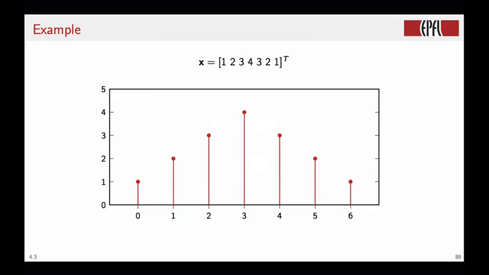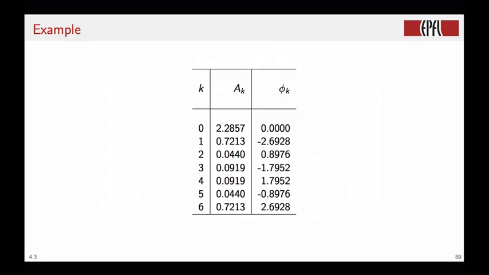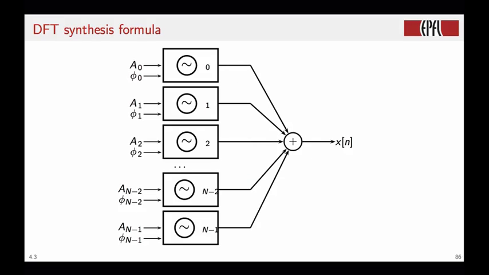So let's look at an example. Let's take a simple signal, a 7-point long signal that looks like a triangle, and we perform a Fourier analysis on this vector, and we get 7 Fourier coefficients that we list here in terms of amplitude and phase. Now we initialize the 7 generators with the A's and the Phi's that we found in the analysis part, and then we turn the crank 7 times, and we will sum the outputs together to obtain the original signal.